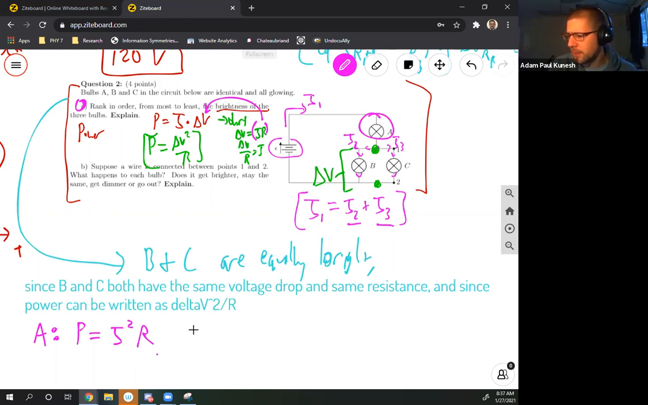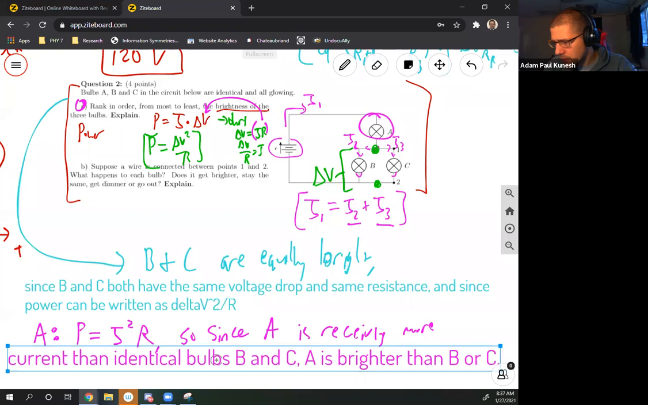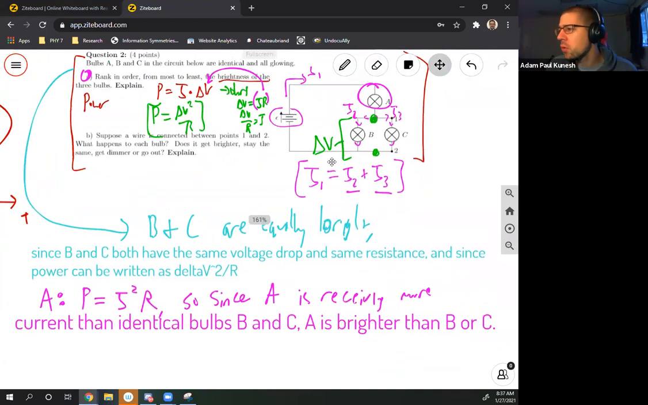So since A is receiving more current than identical bulbs B and C, A is brighter than B or C. A is getting more current, and because its power is larger than B or C individually, it is brighter than B or C. Okay, questions on A? Feeling all right about power?